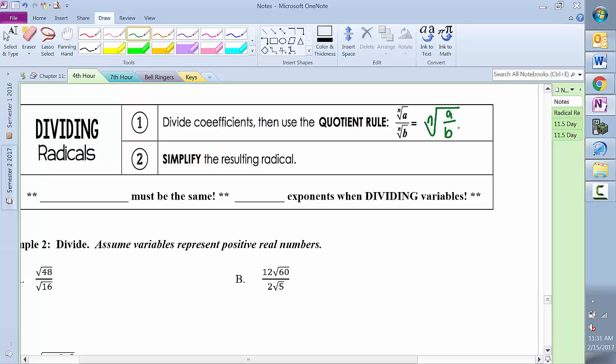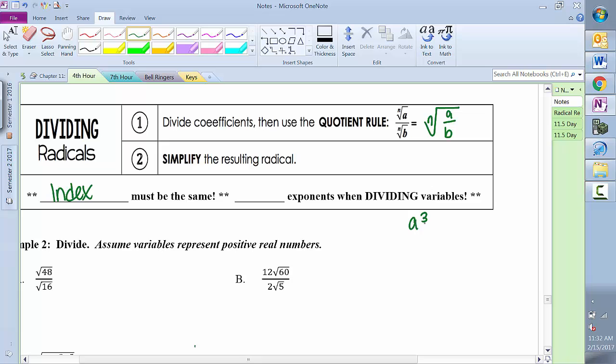What must be the same? It's the same thing as multiplying. I just said it a little bit ago. What's that little n called? The index. Very good. The index has to be the same. If you have like the cube root of x divided by the square root of x, it's not the same. They're different.